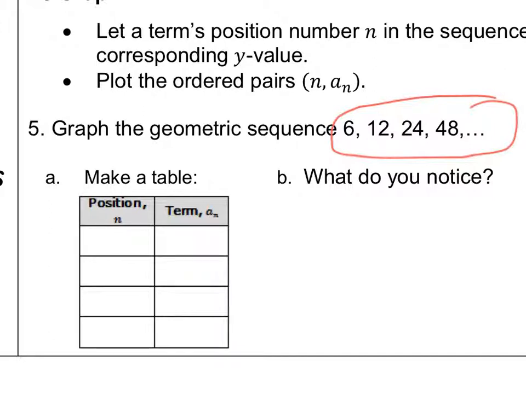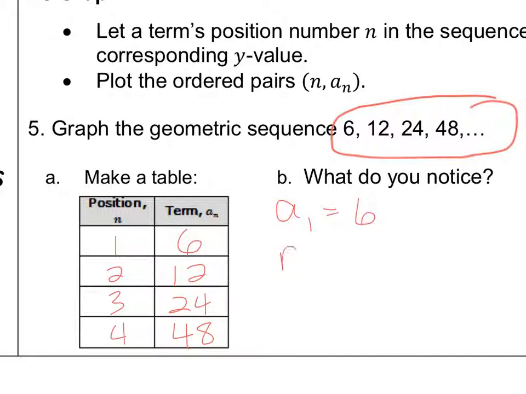Okay, so to put my sequence in a table, I'm going to put the 6, 12, 24, and 48. And that's my term number 1, 2, 3, 4. So let's just look. What is my first term of this table? What is my a sub 1? Well, my a sub 1 is 6. It's that term right there.